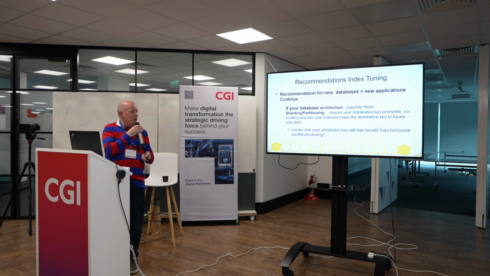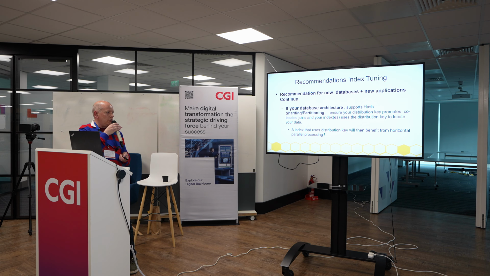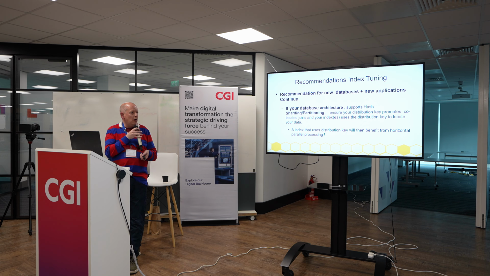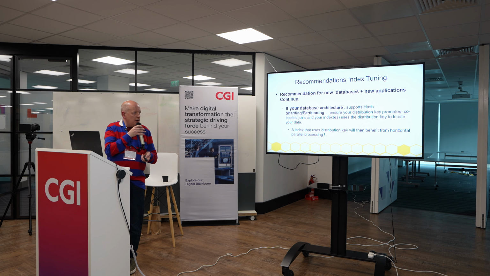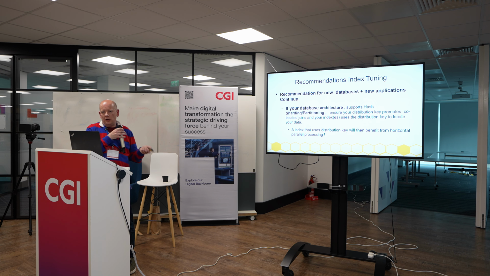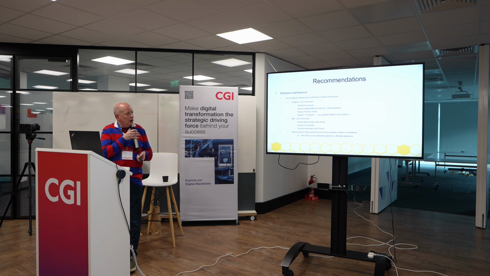If your database supports hash sharding partitions, ensure your distribution key promotes co-located joins, and your indexes use the distribution keys to locate data. An index that uses the distribution key will benefit horizontal parallel processing. That's MongoDB sharding or DB2 DPF.